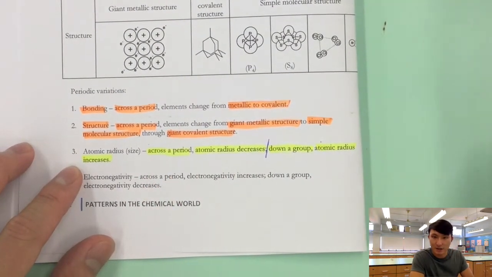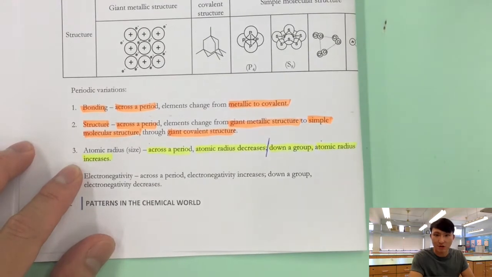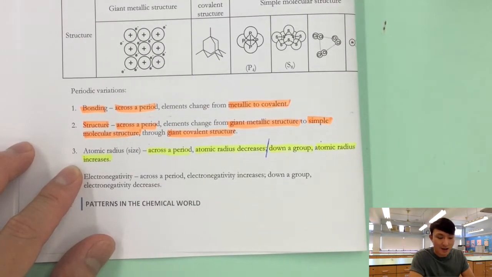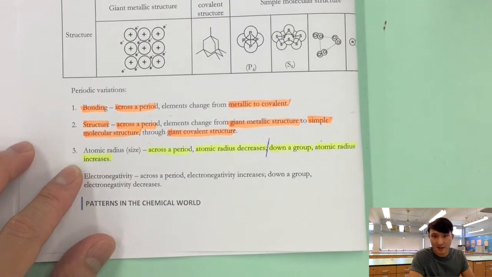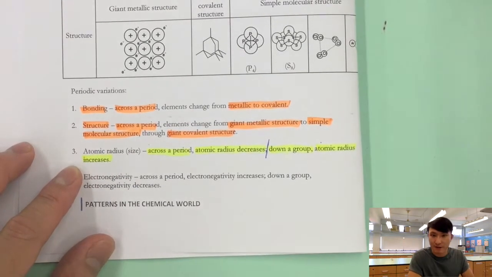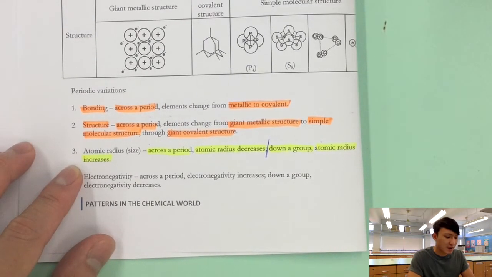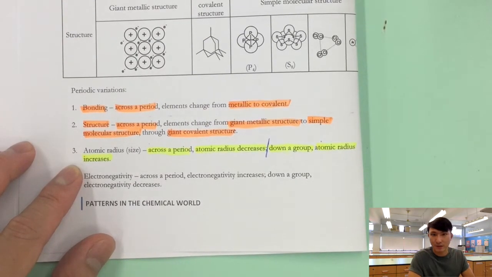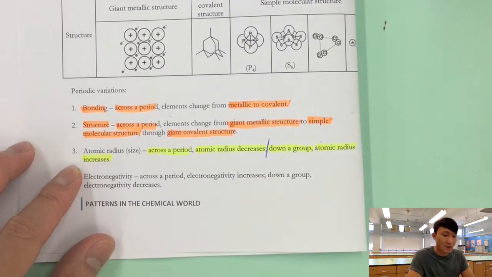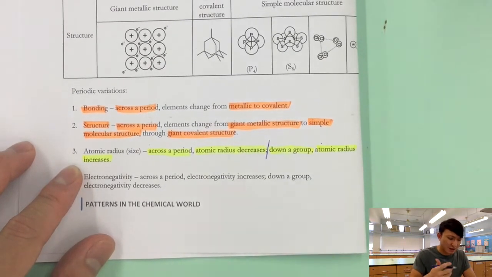This one should be easy to understand because when you go down a group, you have more and more occupied electron shells. Therefore, they will be bigger in size. That makes sense. But across the period, they have the same number of occupied electron shells. However, the atomic radius will decrease. This one, you don't really have to know why. This is basically one of the trends that you need to recognize, to help you remember this when you do revision.